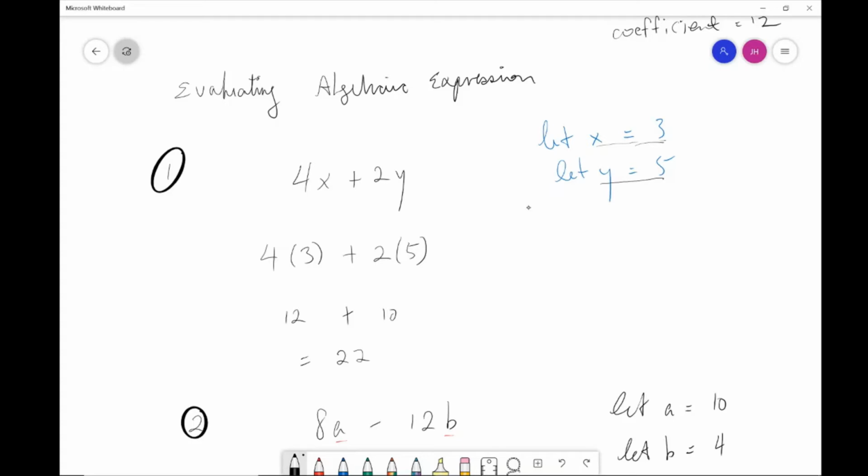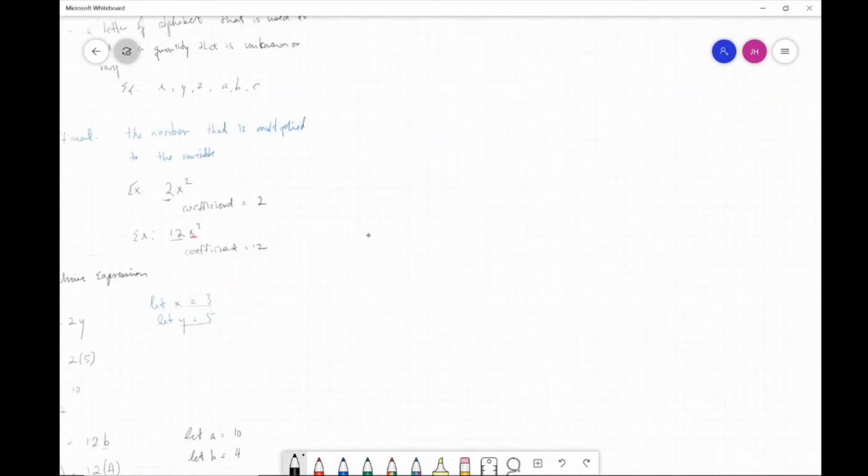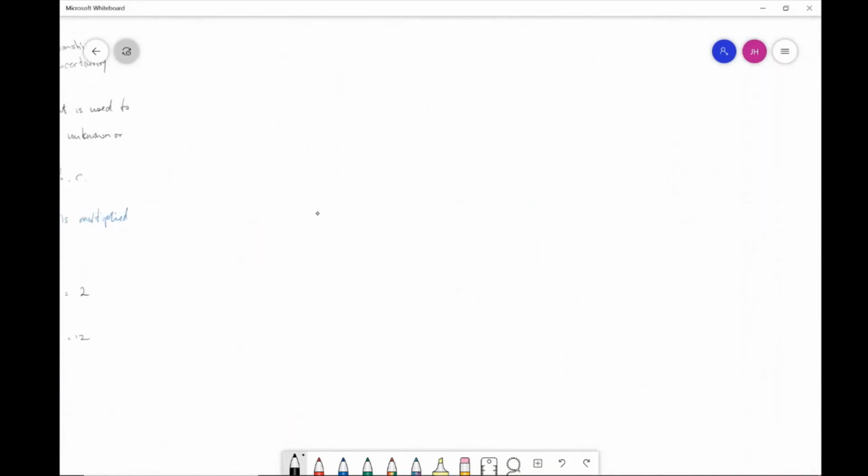Next thing we can talk about is simplifying a variable expression. Okay, we're going to move on here.